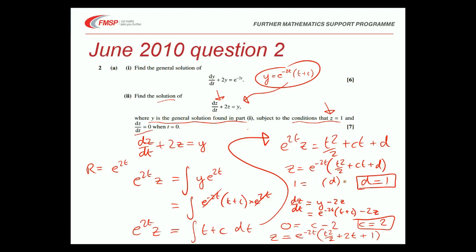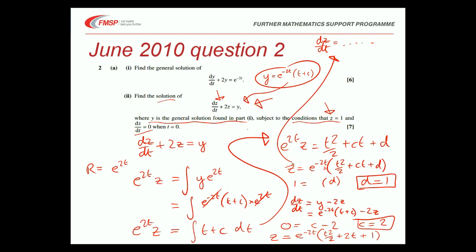It might be worth mentioning that if you don't spot this trick that I used with the original equation, you could have always done it by grabbing this z definition we had here and differentiating it to get dz/dt. You can always differentiate your solution. But it's a bit horrendous because you're going to have to use the product rule, because we've got an e to the minus 2t times that thing. So it's actually, in this case, much quicker to spot that we've got a definition for dz/dt in terms of stuff that we already know.